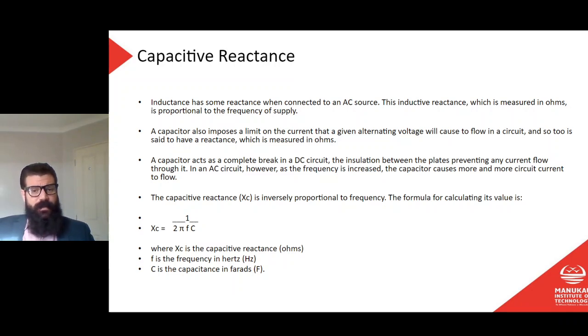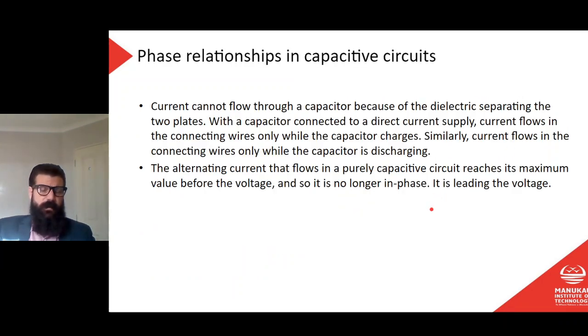The capacitive reactance is inversely proportional to frequency. The formula for calculating its value is XC, capacitive reactance, equals 1 over 2 pi FC, where XC is the capacitive reactance in ohms, F is the frequency in hertz, and C is the capacitance in farads.